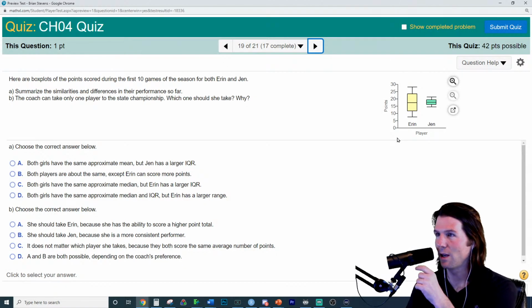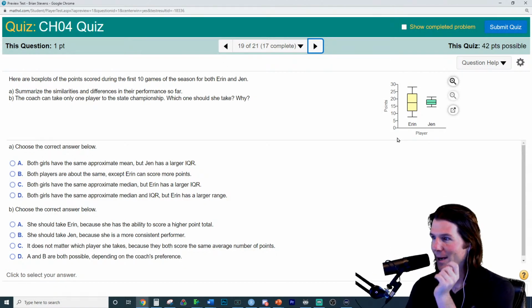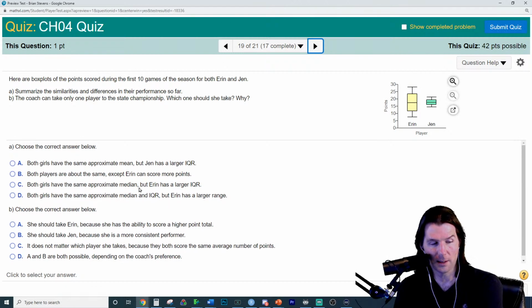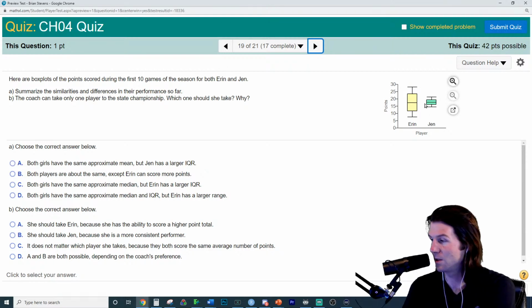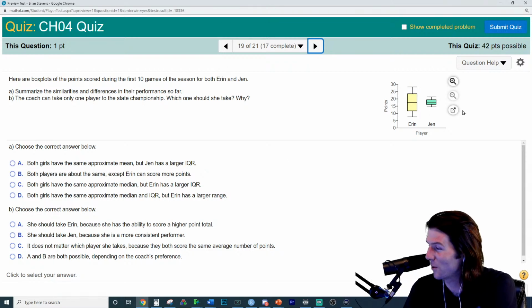A new question, and only two more questions to go after this one. Pretty short though. We got this. Here are box plots of points scored during the first 10 games of the season for both Aaron and Jen. But so let's look at this. I'm gonna slow down.